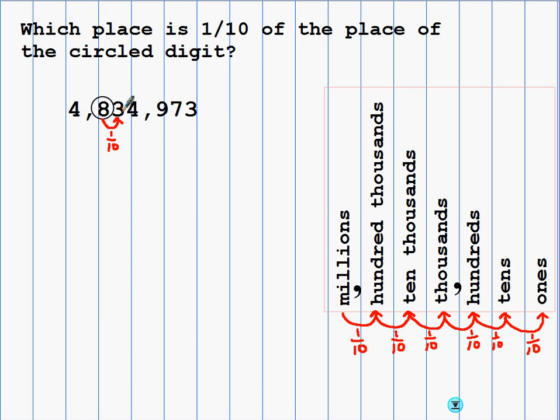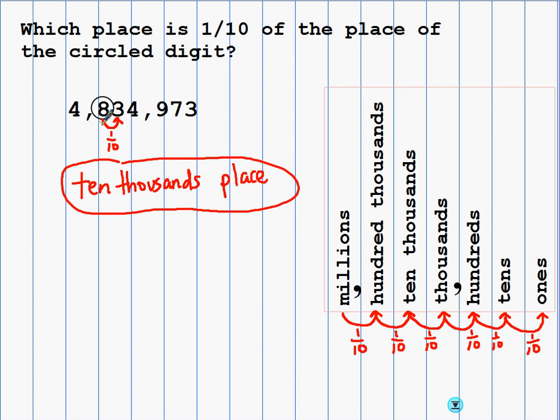So if I look at my number line, or I'm sorry, if I look at my place value chart, I can see that this 3 right here would be in the 10 thousands place. So the 10 thousands place is 1/10 of my circle digit.